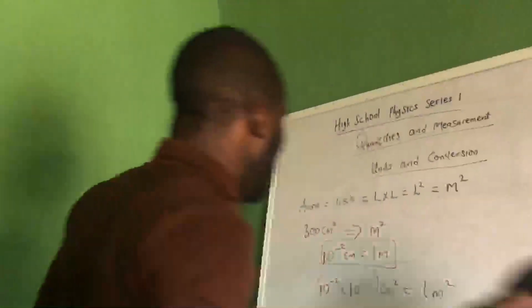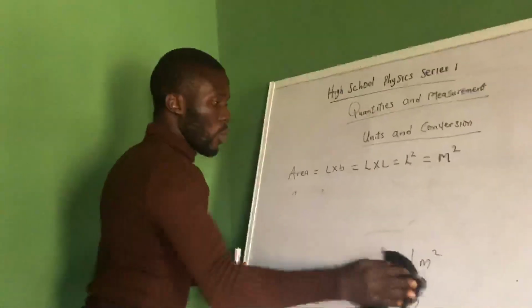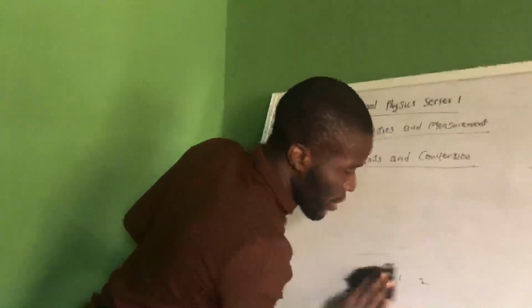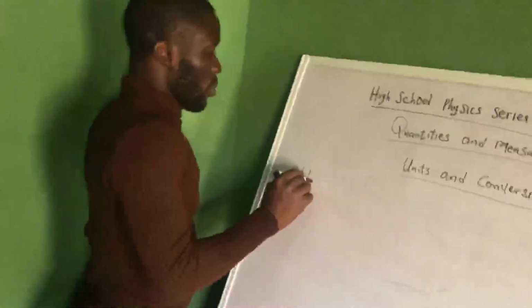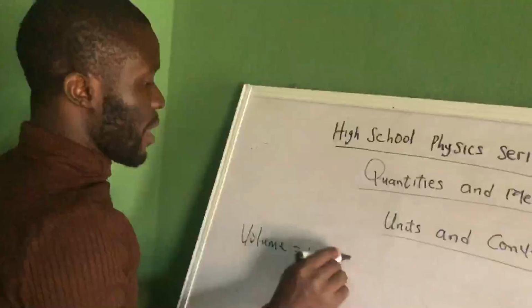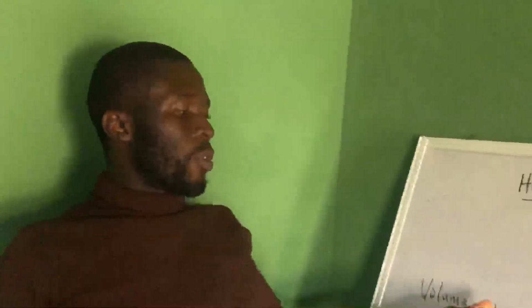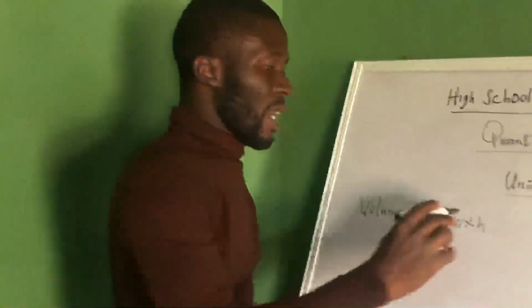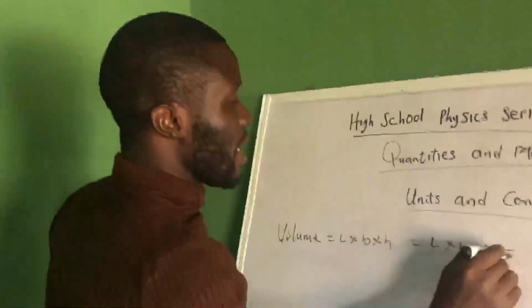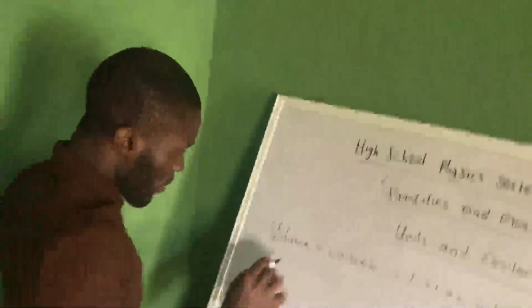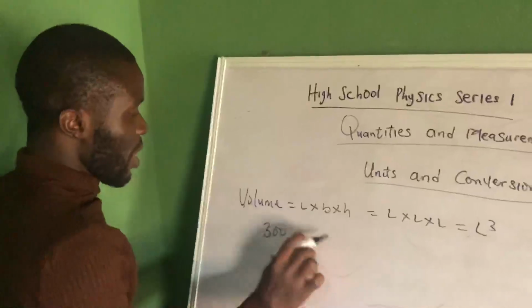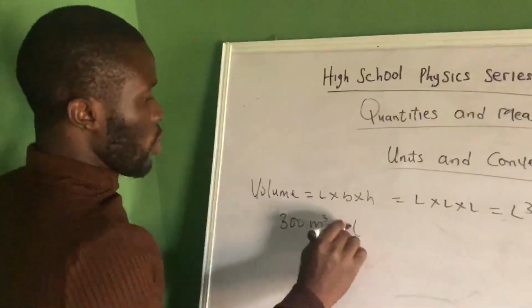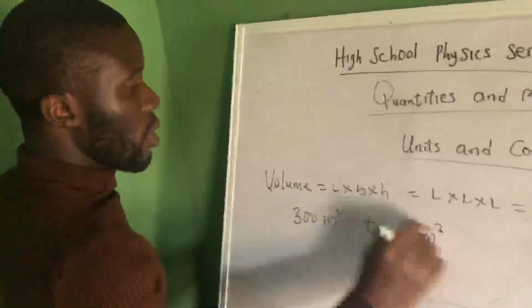Now, let's talk about volume. How do we do volume conversion? It's the same approach. Volume is length times breadth times height. I've told you that breadth is the same thing as length. Height also is length. So we can write volume as length times length times length. That is L cube. Now, let's say we want to convert 300 meter cube to centimeter cube. How do we do that?